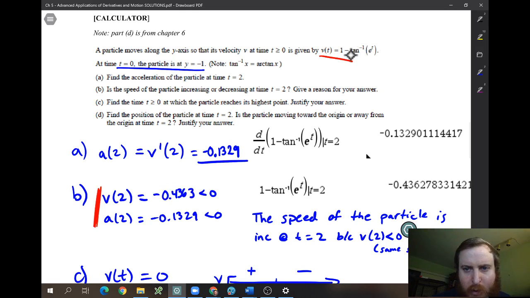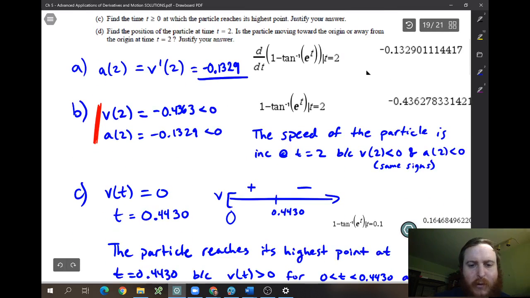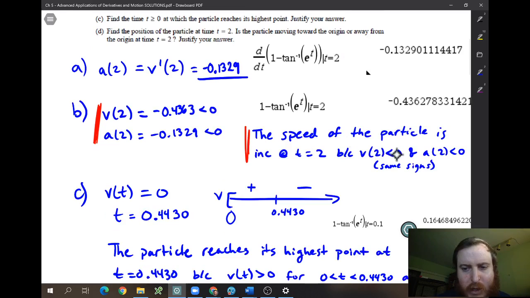I just took exactly what v was. We did on our calculator at time 2, and then we need to write it in, put less than 0. Then a of 2, just repeat it, less than 0. And then we're going to write out our sentence. The speed is increasing because v of 2 is less than 0 and a of 2 is less than 0. They have the same signs. I like to add the words same signs.